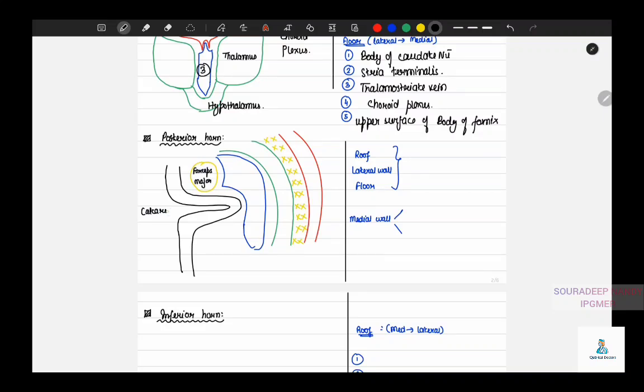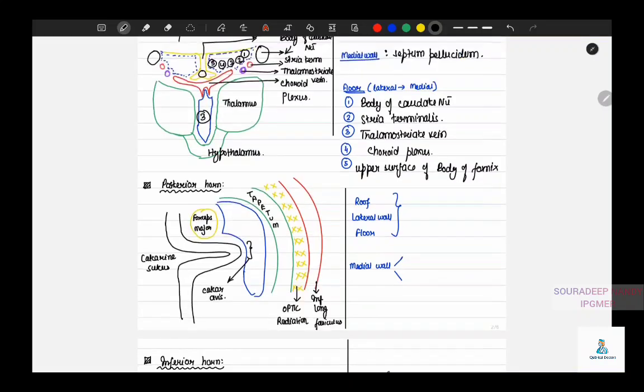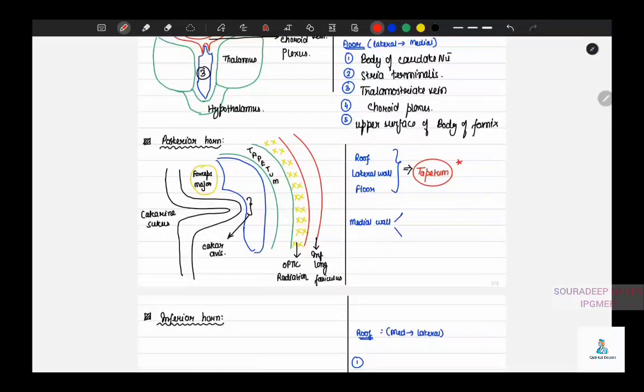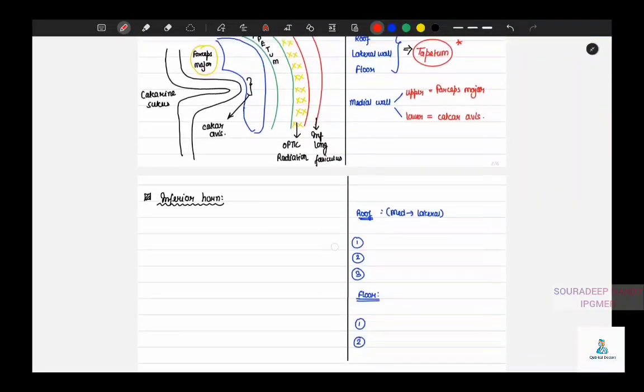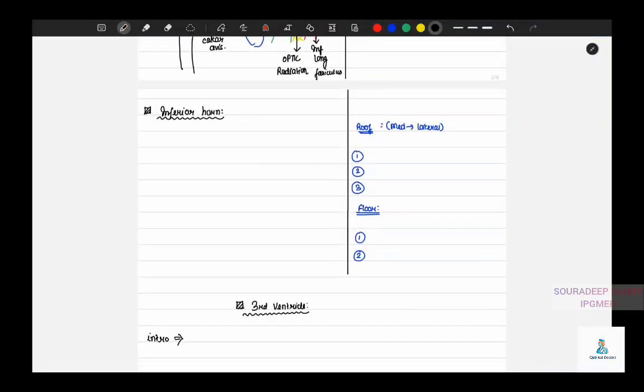Okay, so I have drawn the diagram. The roof, lateral wall and floor is formed from inside outward by the tapetum, then optic radiation and the inferior longitudinal fasciculus. The medial wall is formed by the forceps major and an indentation formed by the calcarine sulcus on the medial wall of the posterior horn, which is called calcar avis. It is an indentation formed by the calcarine sulcus.